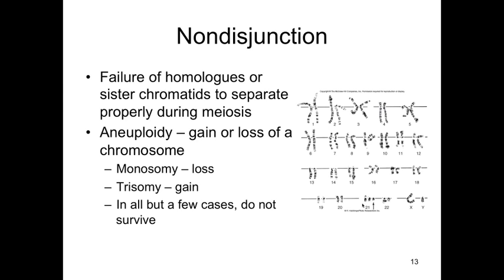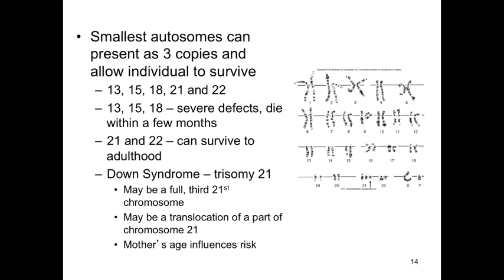These are called aneuploidies, the gain or loss of a whole chromosome. Monosomy is when we just have one of those chromosomes, so we lost one to nondisjunction. And trisomy is when we gain one. In most cases of nondisjunction, the zygote produced does not survive.